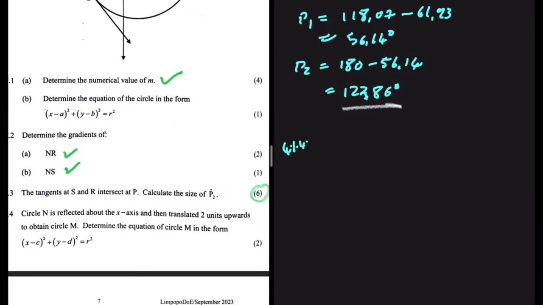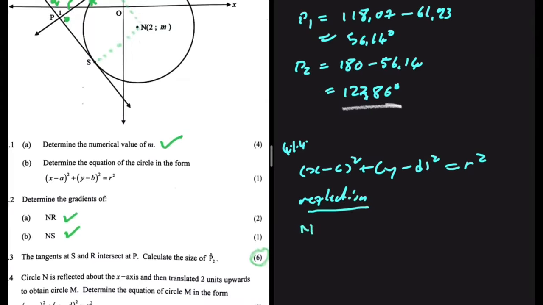4.1.4. Circle N is reflected about the x-axis and then translated 2 units upwards to obtain circle M. Determine the equation of circle M in the form x minus c squared plus y minus d squared is equal to r squared. Okay, we have a few transformations here. Let's go ahead and look at the first one. So reflection about the x-axis. You just put a negative sign on the y value. So the coordinates of N were 2 and minus 3.